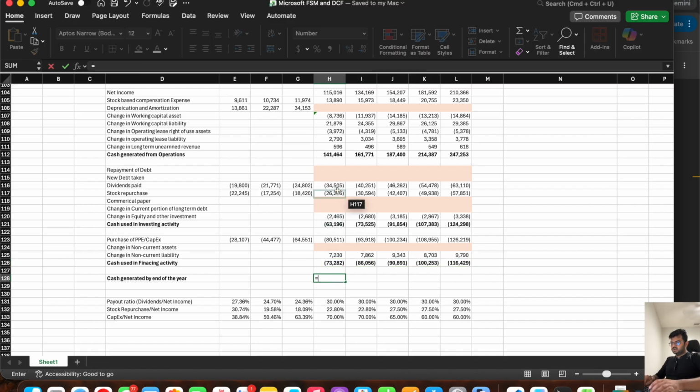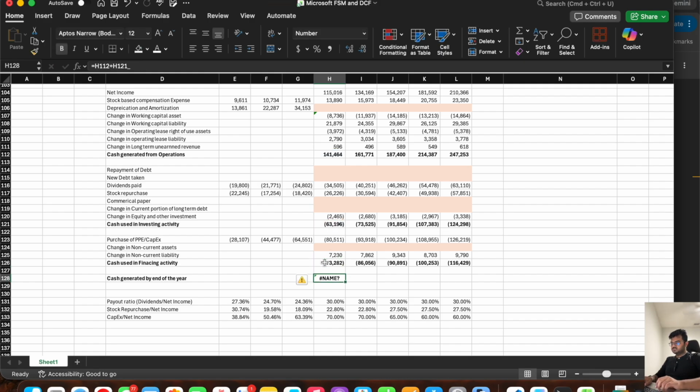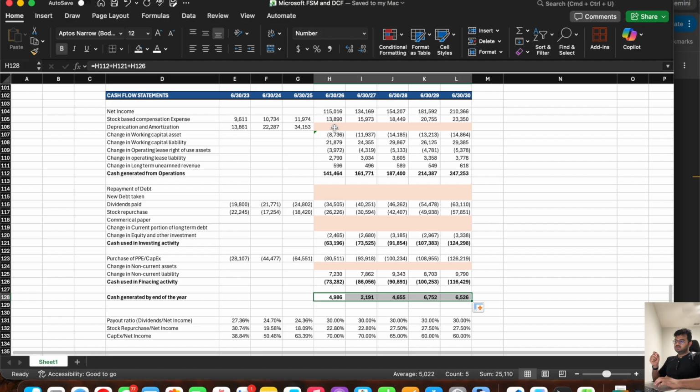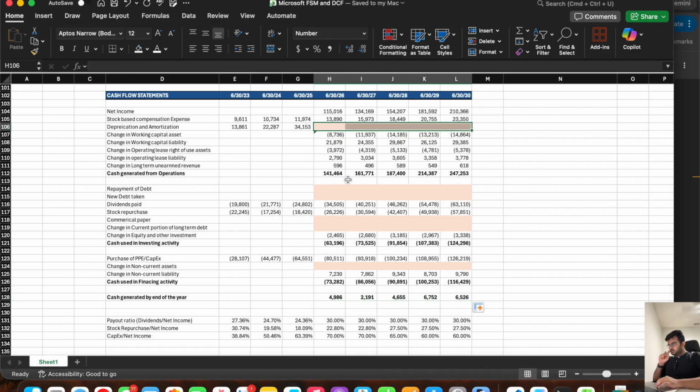Then cash generated by end of year is nothing but this one plus cash flow from investing plus, I think I did something wrong, plus cash flow from financing. So this is the cash which as of now we are seeing the Microsoft will generate by end of every year. But still note, we haven't calculated depreciation, amortization, nothing in debt, which we will develop a debt schedule.